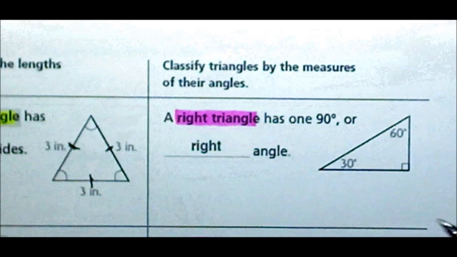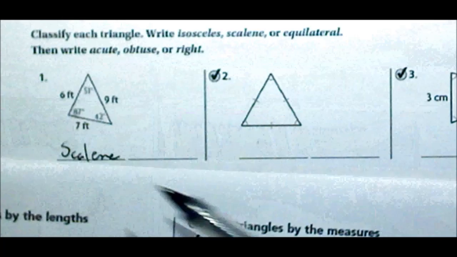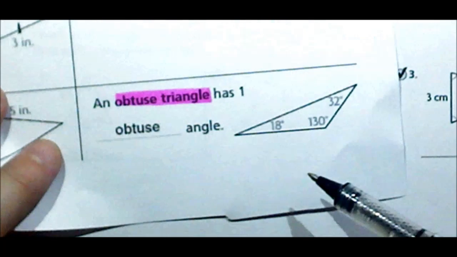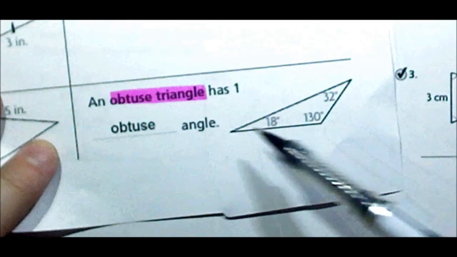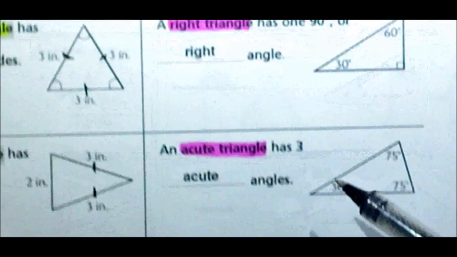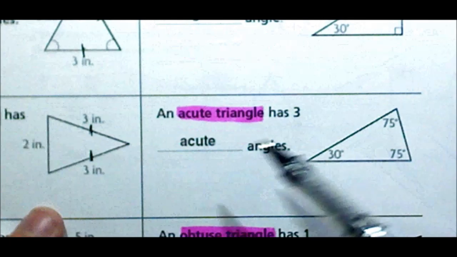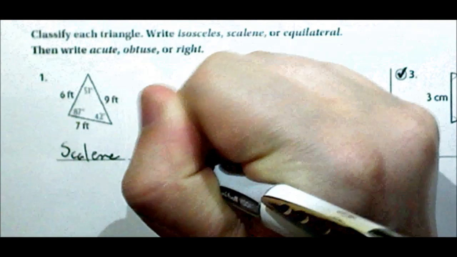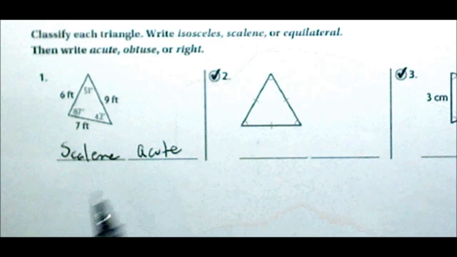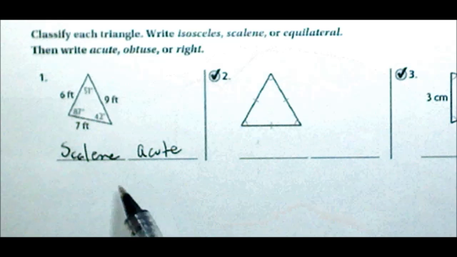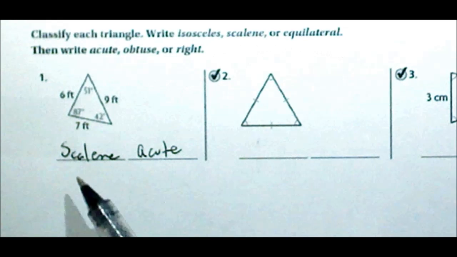It can't be a right triangle because there are no right angles. It can't be an obtuse triangle because there are no big obtuse angles here. They're all little. Since they are all acute angles, this is an acute triangle. So this is a scalene acute triangle, or acute scalene triangle. But you have to have both of these terms.